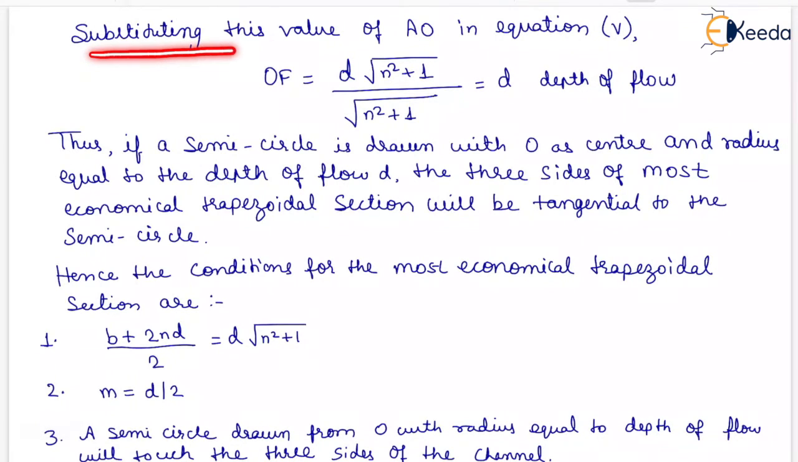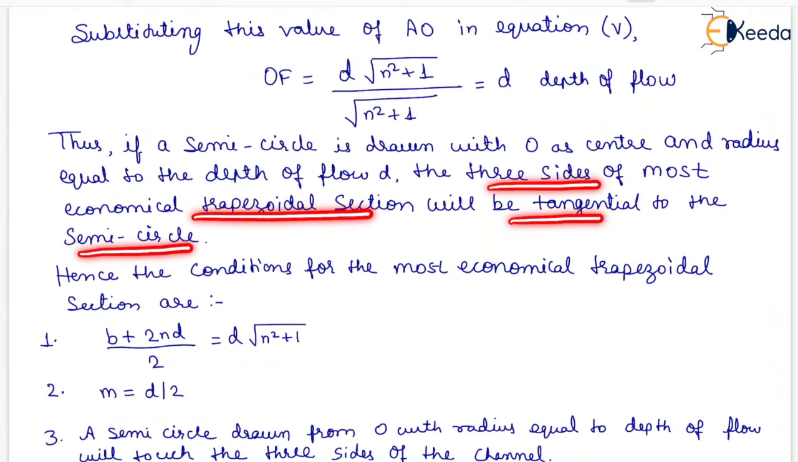Now substituting this value of AO in equation 5, we will have OF equals d √(n² + 1) upon √(n² + 1), which will be equal to d, that is the depth of flow. Thus, if a semicircle is drawn with O as center and radius equal to the depth of flow d, the three sides of the most economical trapezoidal section will be tangential to the semicircle.